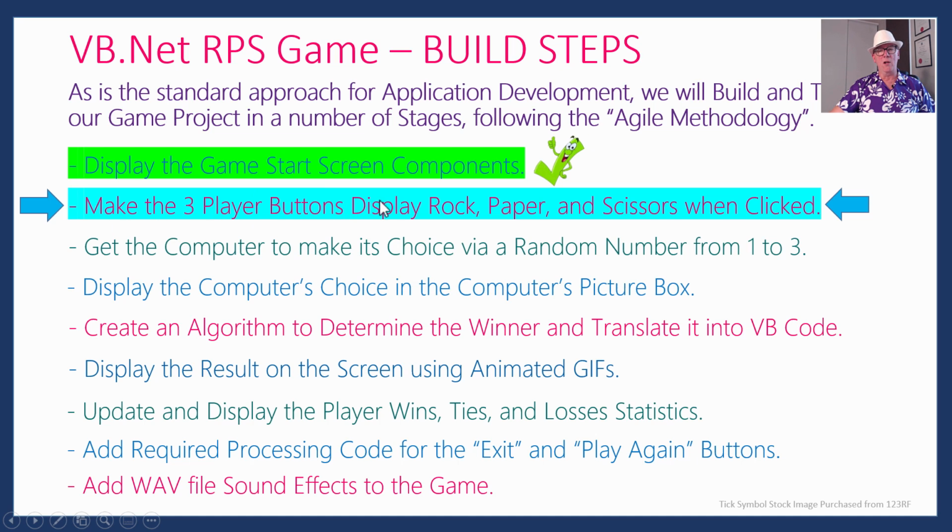So the next one is there's those 3 player buttons. So we want them to display the rock, paper and scissors pictures when the person clicks onto one of those buttons, make it put the right picture in there. So that's what we're going to work on next.